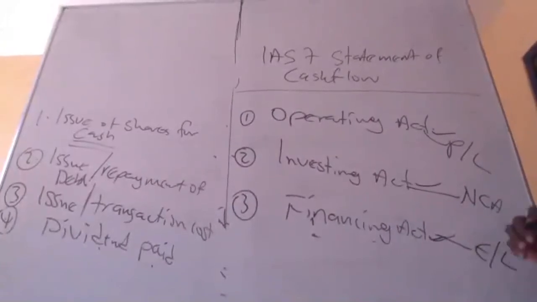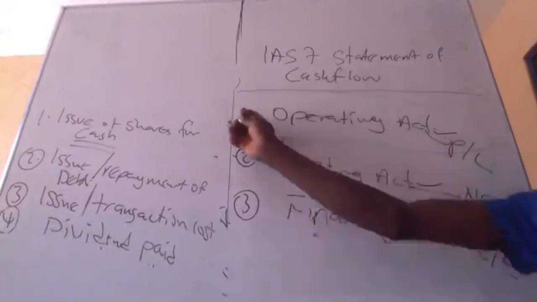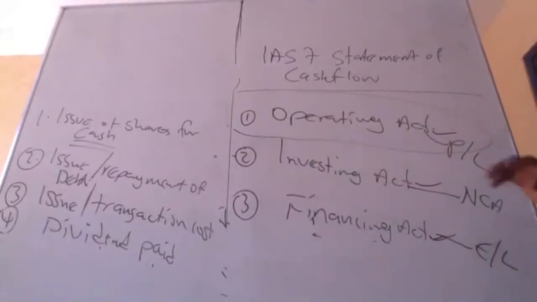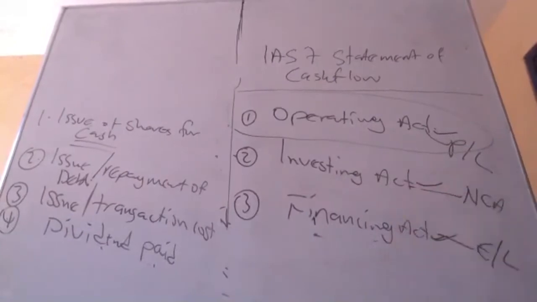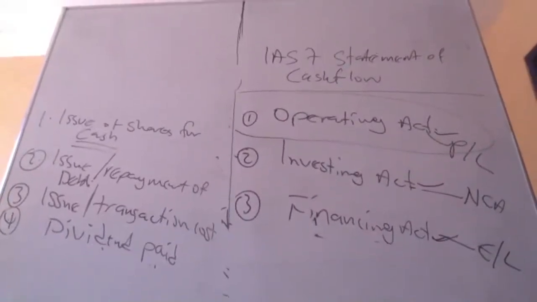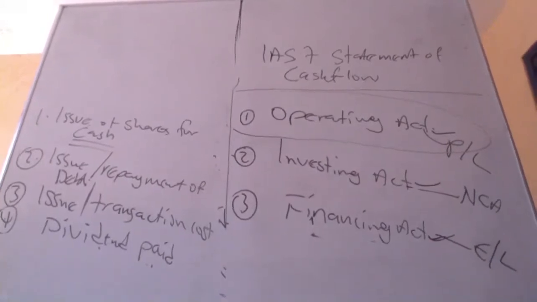Now, there are 2 methods with regards to the cash flow from operating activities. So how to prepare the operating activities? There are 2 methods. But for financing and investing, there's no alternative method. They are just one way. Good. So let's go through the cash flow from operating using the two approaches.